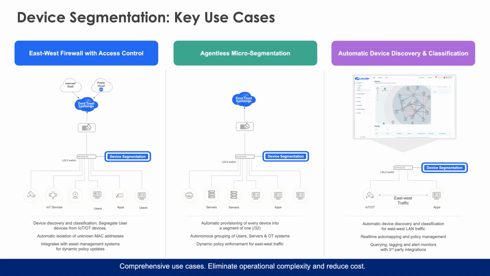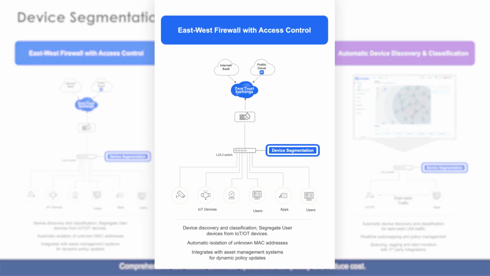Let's switch gears and talk about some of the key use cases. I have alluded to them earlier as well. So let's start with east-west firewall and access control elimination. I've seen many customers deploy small firewalls all over the place just to prevent lateral threat movement between segments. And that adds additional complexity and overhead of managing, let alone the cost associated with these firewalls. You can consider them being eliminated once you have device segmentation deployed within the environment.